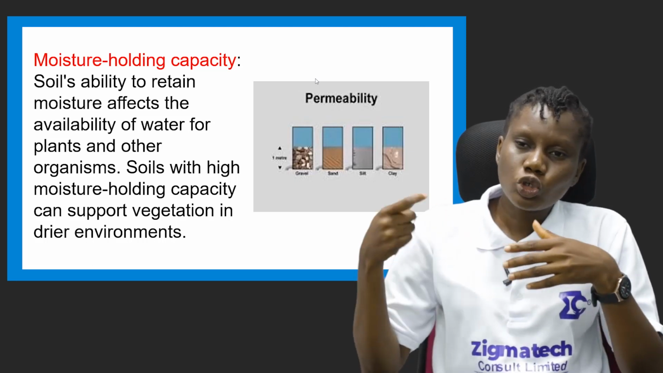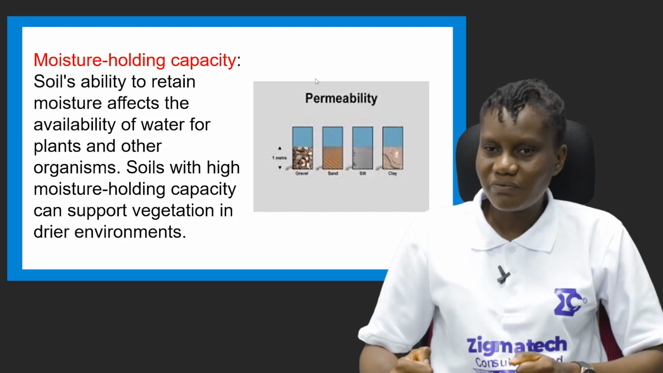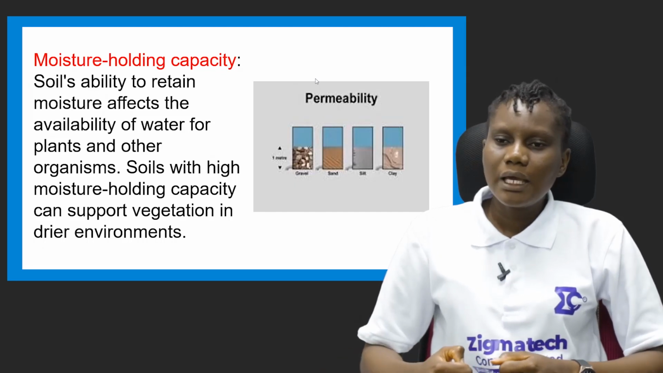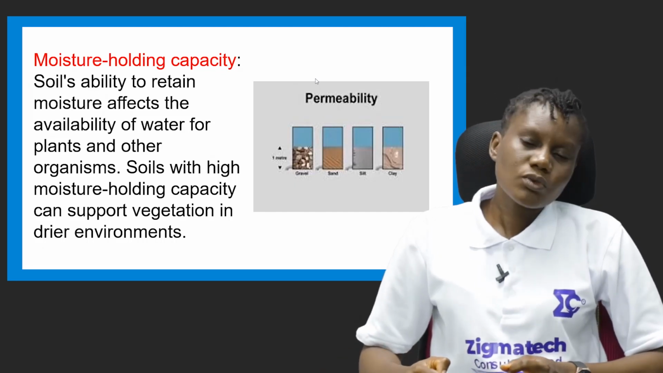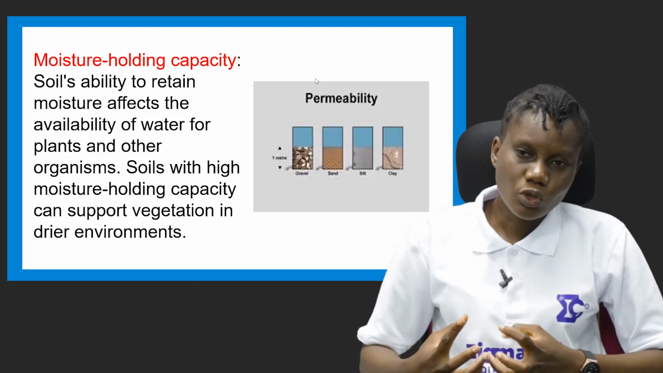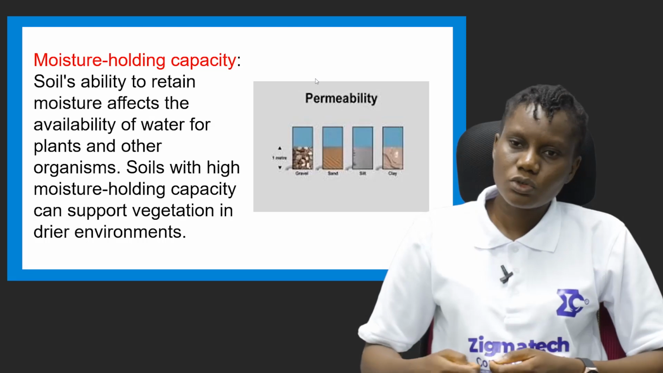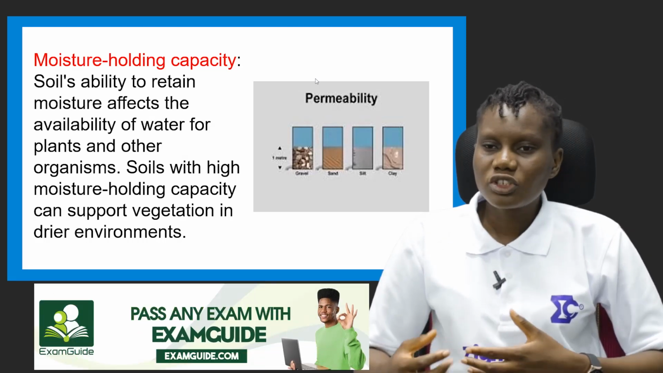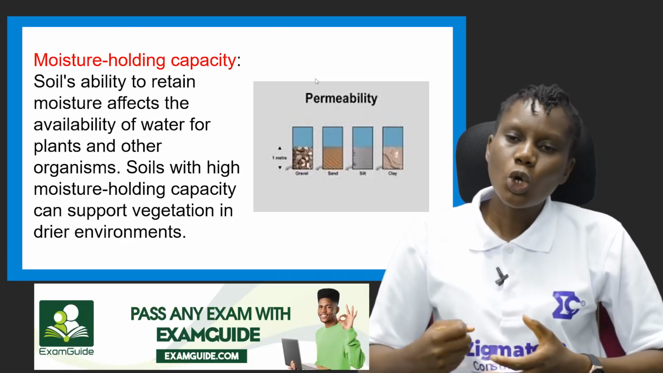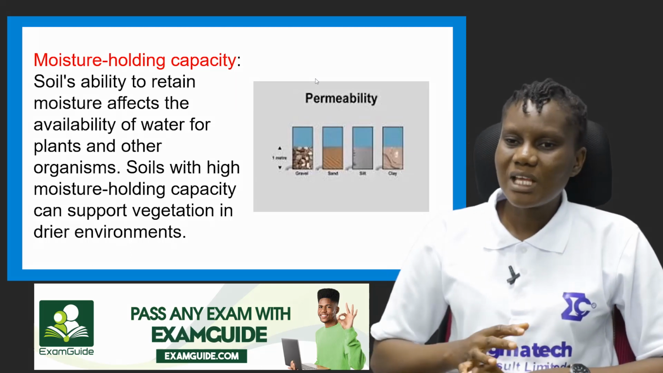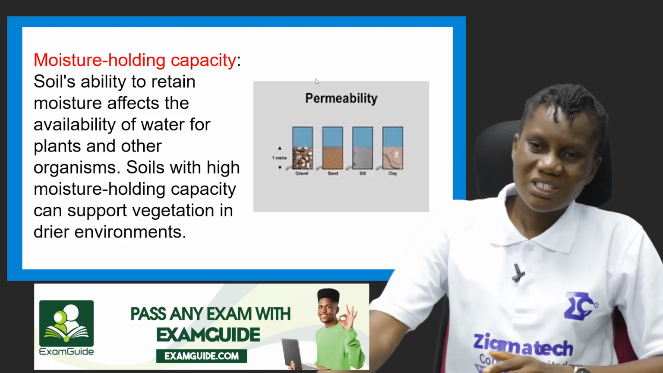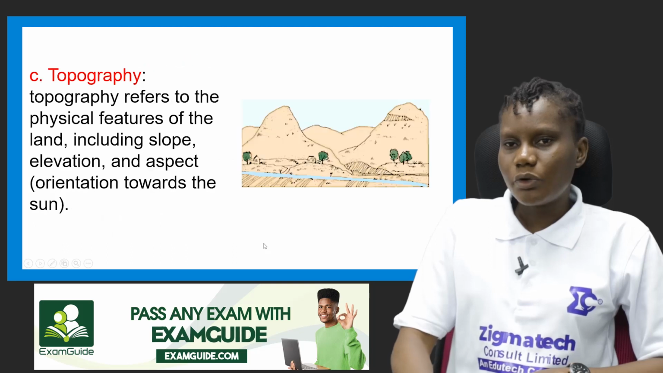Soils with high moisture holding capacity can support vegetation in drier environments, and that's when you have your loam, which can absorb. It has high water holding capacity. Even your clay soil too has high moisture holding capacity, so they can help support some vegetation in drier environments.